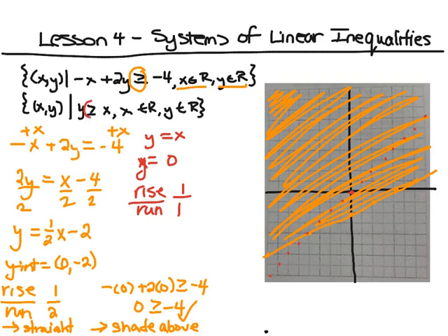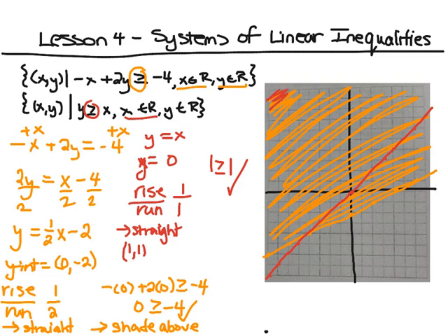Now it's greater than or equal to, so we know it's going to be a straight line. And it's an element of the real numbers, so we know it's continuous. So, straight line. And we're going to do a test point. Let's do our test point at (1, 1). So 1 is greater than or equal to 1. This is true, so we want to shade above.